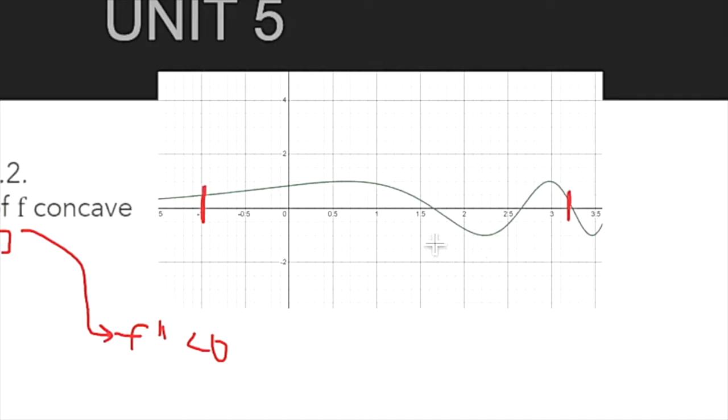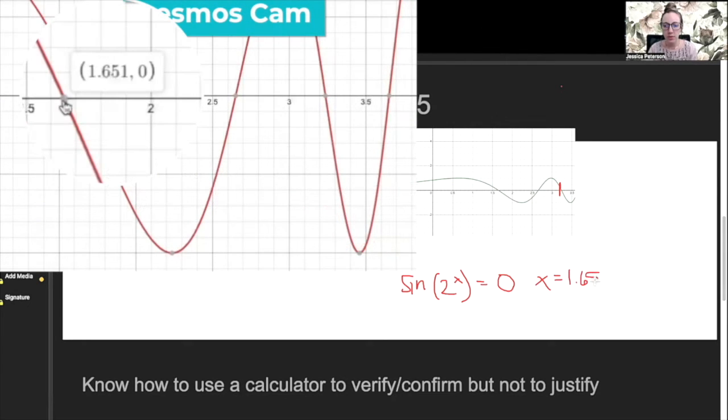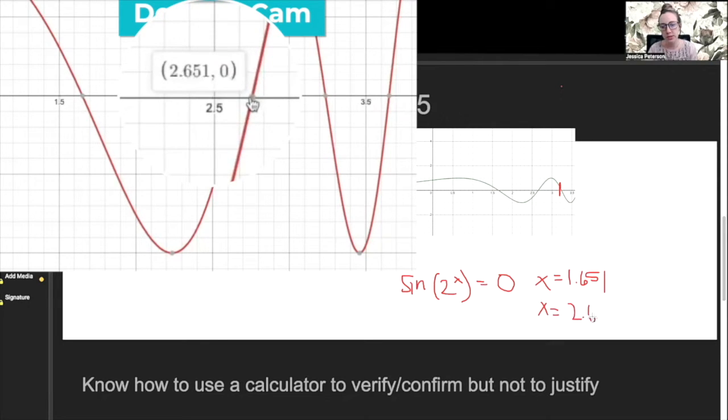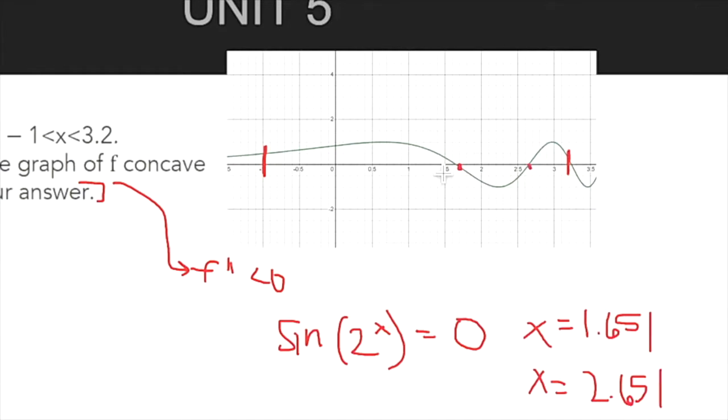So what we're going to look at here is setting that function, sine of 2 to the power of x, equal to 0. And we can use our calculators to solve for those values of x. So we can pull that is 1.651. And then our second value of x is 2.651. And once we have those two values, we can see from our graph that it's between those two values that it becomes negative, but we can't say that as our justification that like, oh, I just looked at the graph on my calculator. We're going to have to show that it actually was negative.